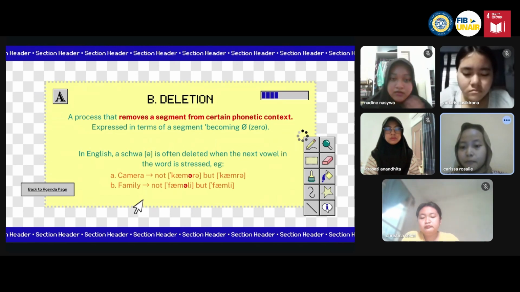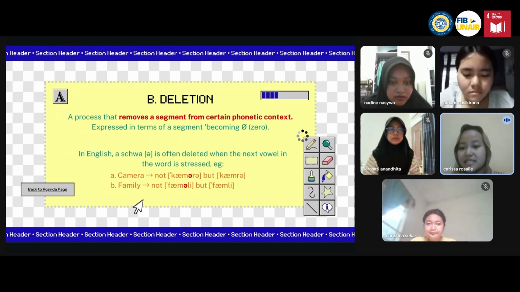For example, the first one we have is camera. So camera is not pronounced as camera with three syllables, but camera with two. So the schwa in here, the bold red schwa, is deleted. Second one is family. It's the same as camera. It isn't pronounced as family with three syllables, but more like fam-ly. The schwa in here is deleted.